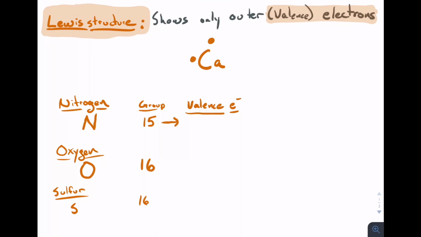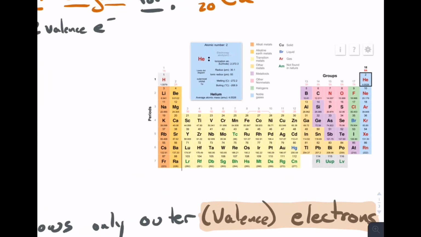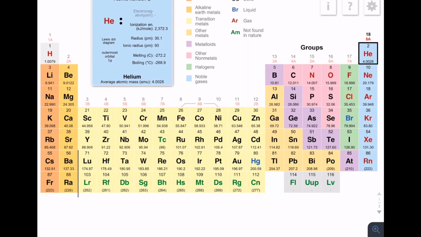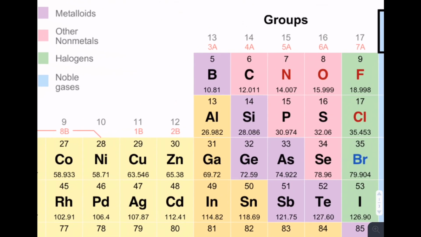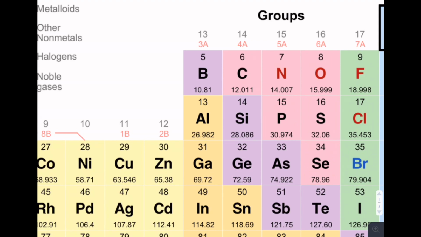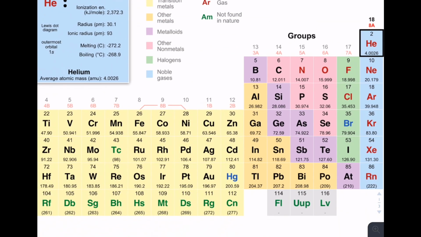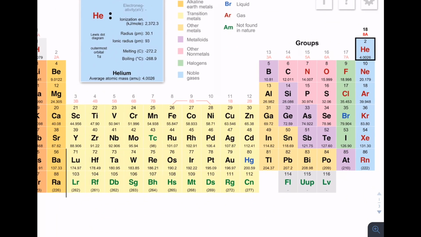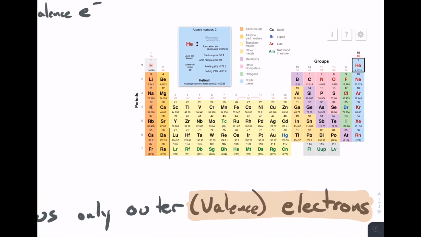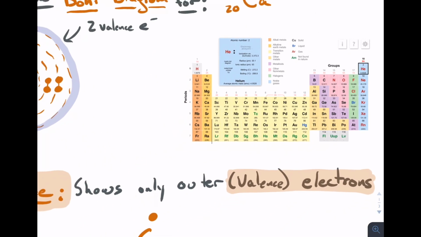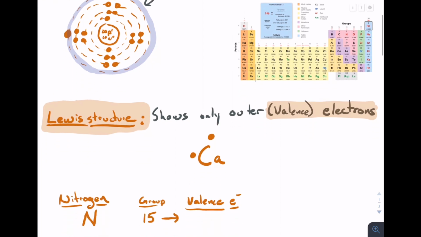So, nitrogen. Let's look it up on the periodic table. I'll zoom in there. Nitrogen is in group 15, so it's right there. N, nitrogen. It's got 7 total electrons, but since it's in group 15, we know that means it has 5 valence electrons.